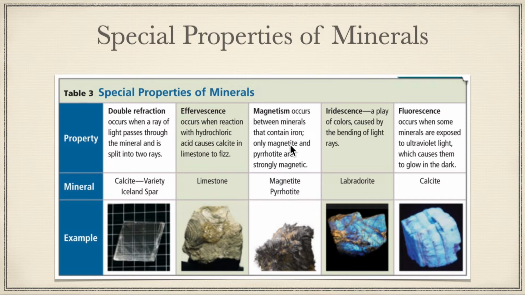So if you stick a magnet to it, it's going to be one of those two, if the magnet sticks to it. Iridescence is a play of colors caused by the bending of light rays. So labradorite has iridescence to it. You move it around, it kind of changes colors. Fluorescence occurs when some minerals are exposed to ultraviolet light, which causes them to glow in the dark. Calcite's one example. Fluorite's another example. So some will fluoresce under black light.